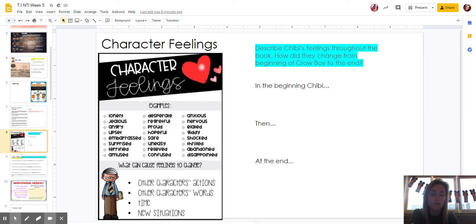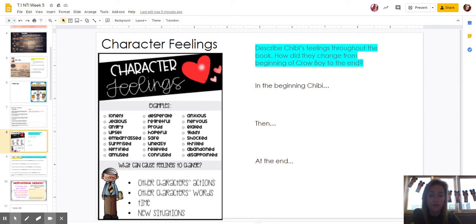So then Chibi meets insert person and begins to feel insert feeling. And then tell me how you know that. What is happening in the story that tells you Chibi feels differently than he did at the beginning? And then at the end, Chibi does something that nobody expects. How do you think he feels when he is doing that event? And why?